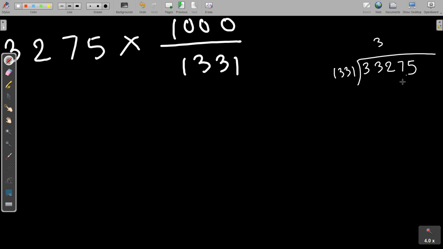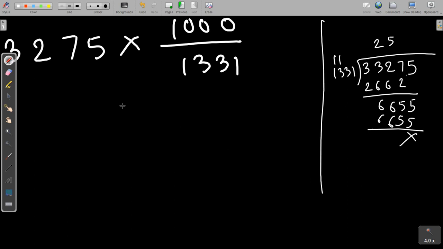3 times 1 is 3, 3 3s are 9, 3 3s are 9, 3 1s are 3. It won't go, so 2 times. 2 times 1 is 2, 2 3s are 6, 6, 2. 7 minus 2, 5. 12 minus 6, 6. 12 minus 6, 6. And 2 minus 2, gone. So 5, 6, 6, 5, 5. Now let's say 5 times. 5 1s are 5, 5 3s are 15, 5, 1 carry, 5 3s are 15, 15 plus 1 is 16, 6, 1 carry, 5 1s are 5, and 6. So what am I left with? 25.